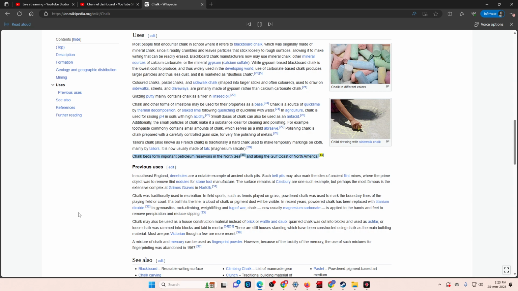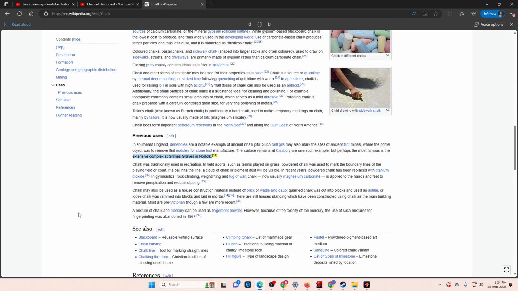Previous uses. In southeast England, Dene holes are a notable example of ancient chalk pits. Such bell pits may also mark the sites of ancient flint mines, where the prime object was to remove flint nodules for stone tool manufacture. The surface remains at Cissbury are one such example, but perhaps the most famous is the extensive complex at Grime's Graves in Norfolk. Chalk was traditionally used in recreation.